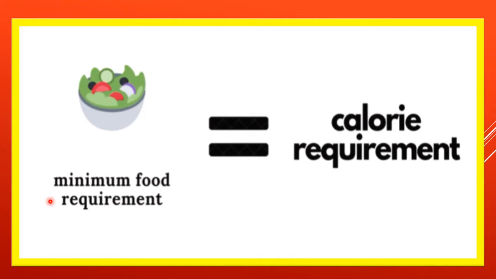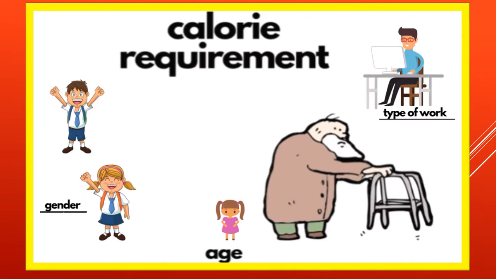So let us look into the first thing, that is the minimum food requirement. How do we decide what is the minimum food requirement? Yes, it depends on the calorie requirement of a person. Now what is calorie requirement? Yes, calorie requirement is the amount of calories your body requires so that you can live a normal everyday life. Now this calorie requirement depends on our age, on our gender, and the type of work we do.